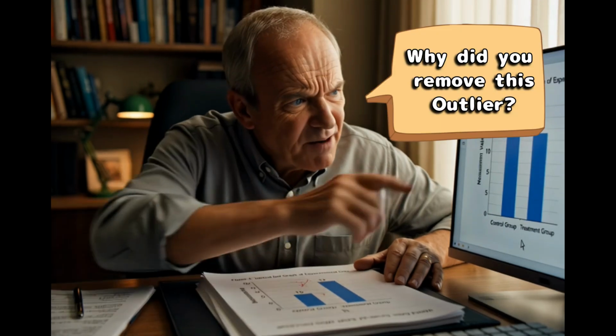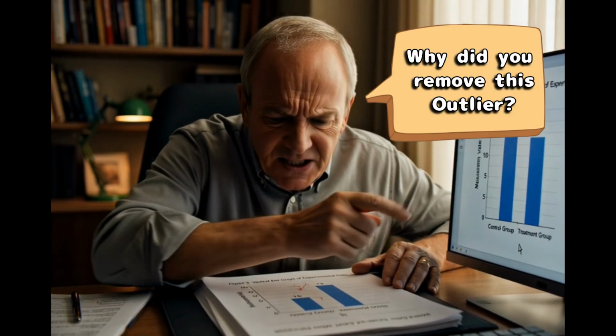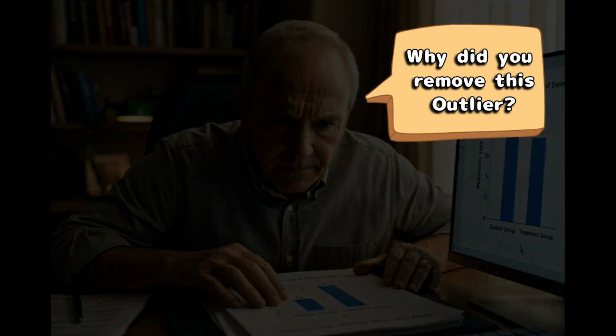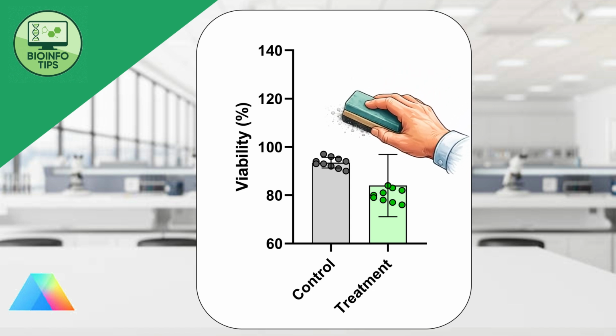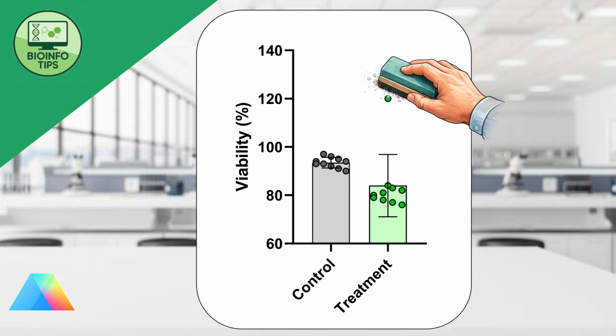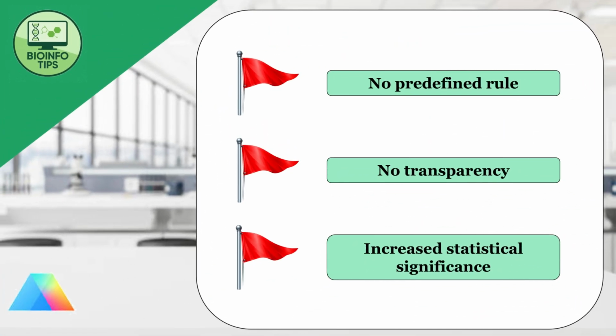Welcome back to Bioinfo Tips, and today we're talking about something extremely sensitive, removing outliers. If you ever deleted a data point because it looked wrong, this video is for you. The mistake is simple, deleting ugly data points without a predefined criterion. It looks suspicious, it ruins your significance, so you remove it. And that's exactly what reviewers are trained to detect.